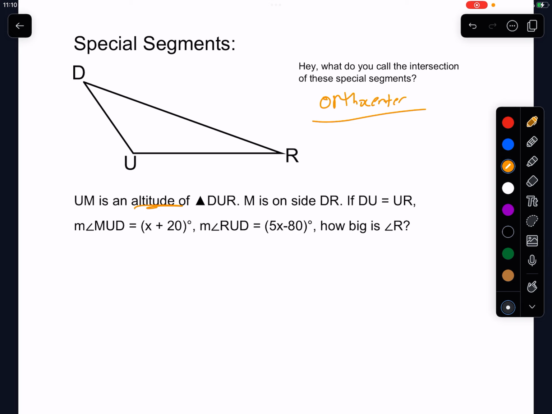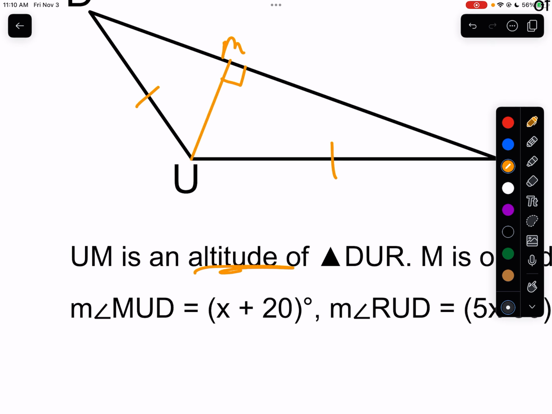It says UM is the altitude of DUR. Okay, so UM is an altitude for triangle DUR. M is on the side DR. Okay, so we know point M is the intersection of the altitude and the side DR. All right, so we got M on DR there. We got an altitude. We know it starts at a vertex. We know it's perpendicular to the opposite side. Then they tell us DU is equal to UR. Angle MUD is x plus 20.